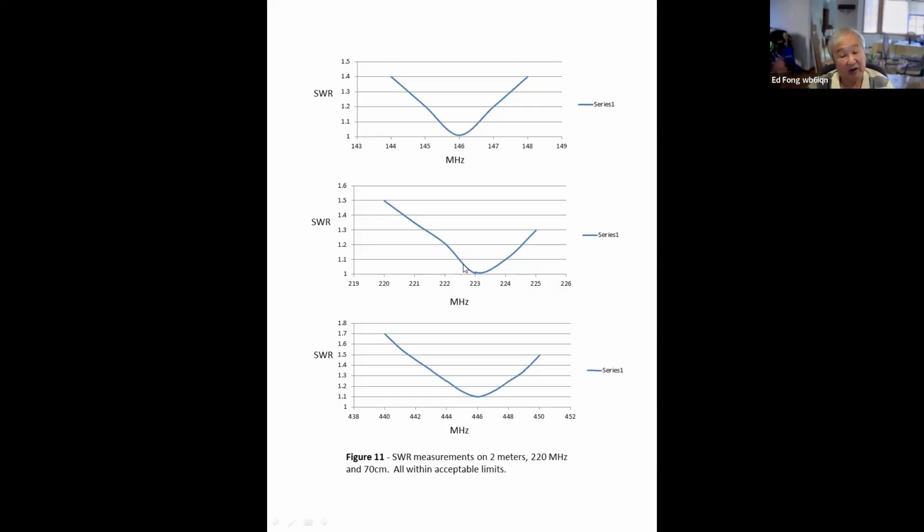Whenever you make a high Q antenna, that's what's going to happen. And then, of course, at VHF and UHF, it's fine. It's still like a regular antenna. That didn't seem to get harmed.